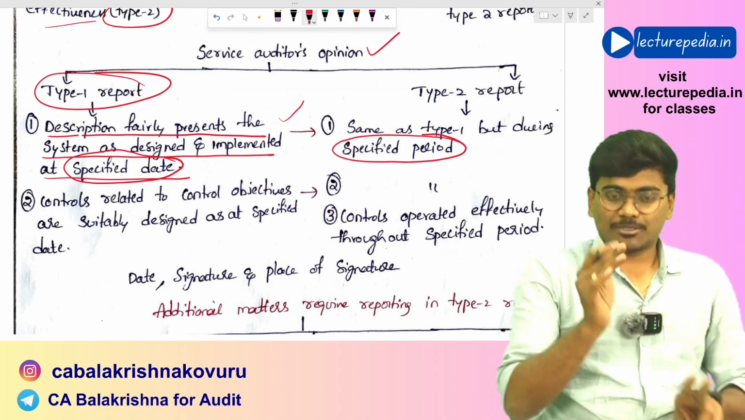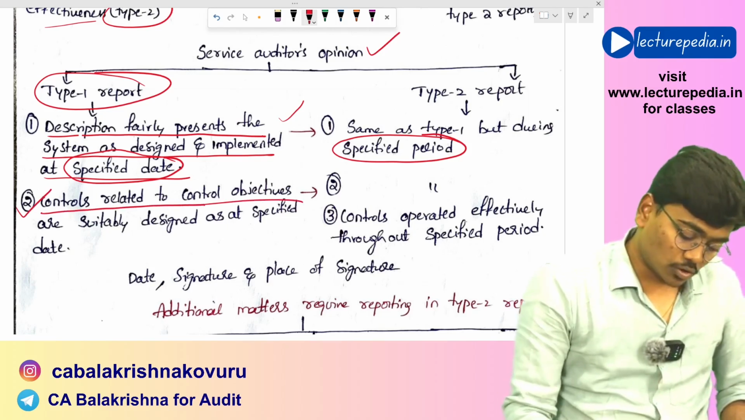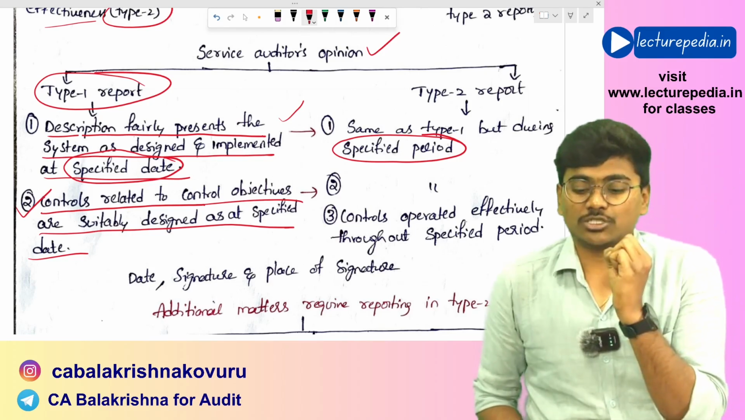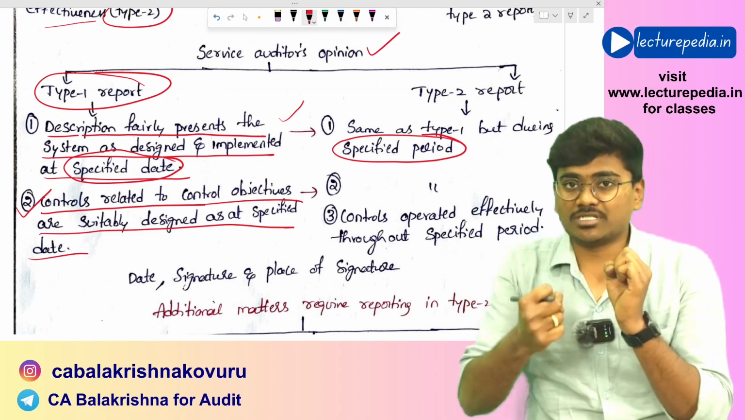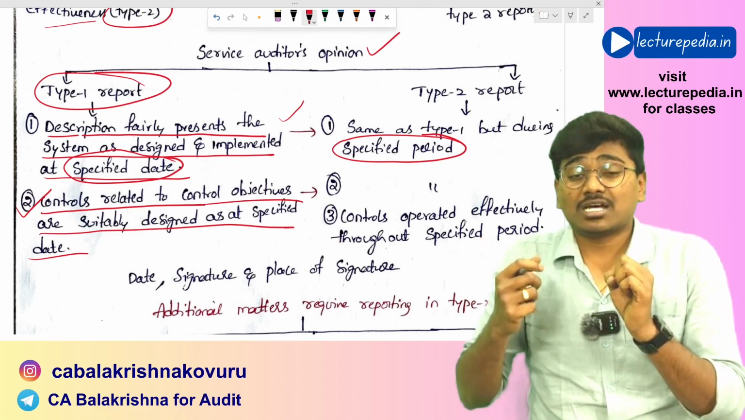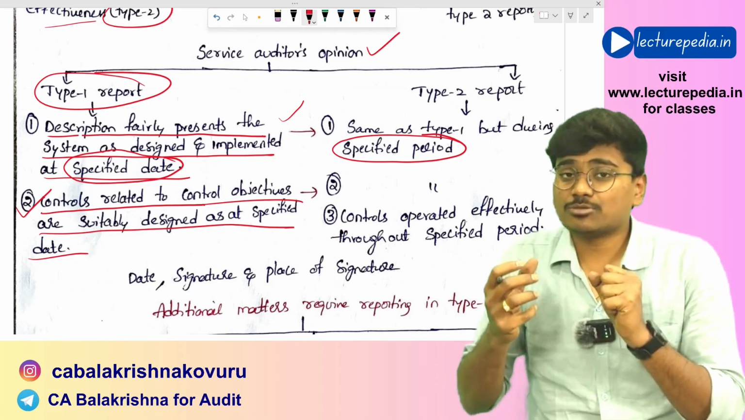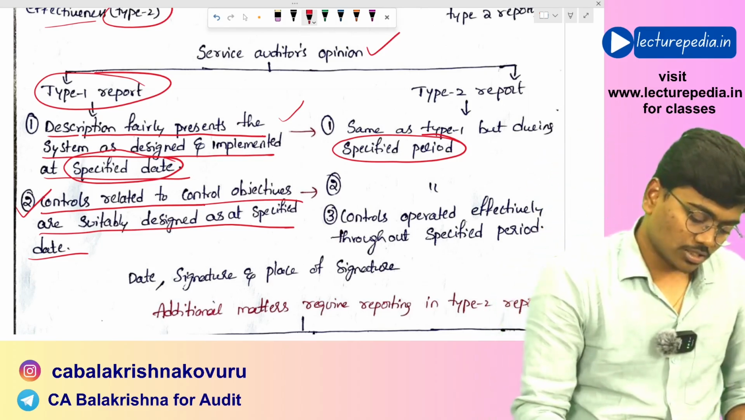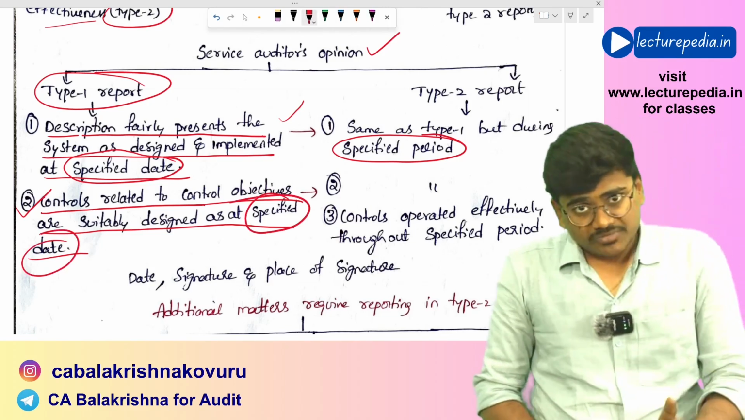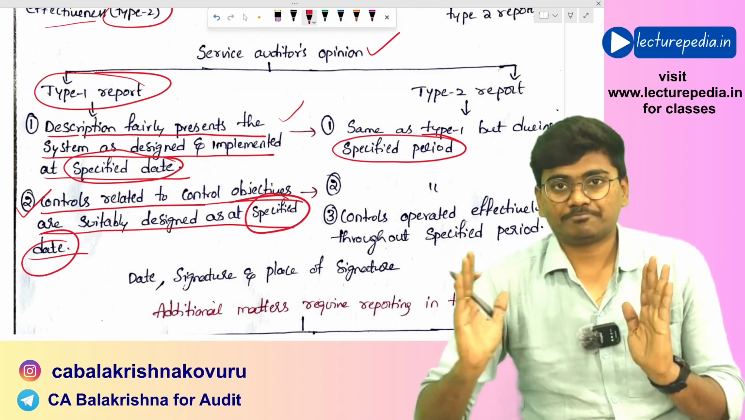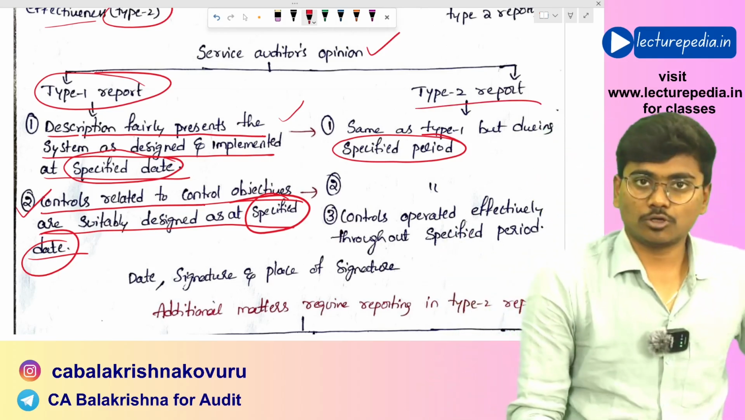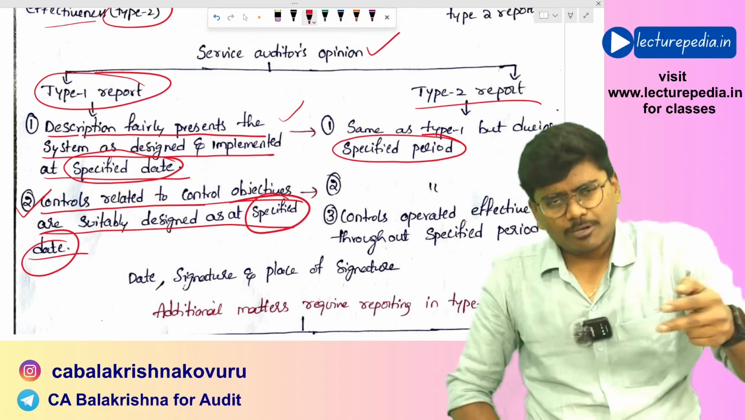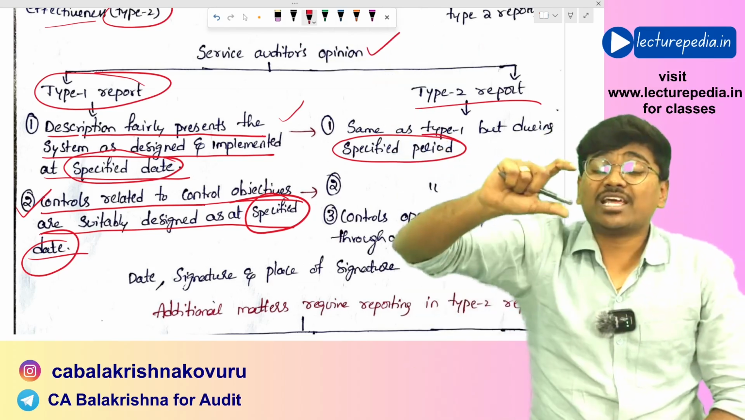Hope that is clear. Next, the second point that we will be dealing with: controls related to control objectives are suitably designed as at a specified date. Now, in order to achieve control objectives, there should be controls that have been designed and implemented. You will provide assurance that the controls necessary for achieving control objectives have been properly designed as on a specified date in the type 1 report. The same point for a specified period will be provided in the type 2 report. Hope that is clear. So these two points will be dealt with in the type 1 report as on a particular date, and these same two points will be dealt with by the type 2 report also for a specified period.